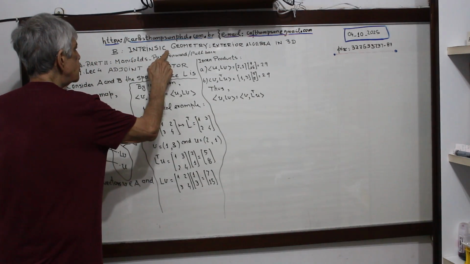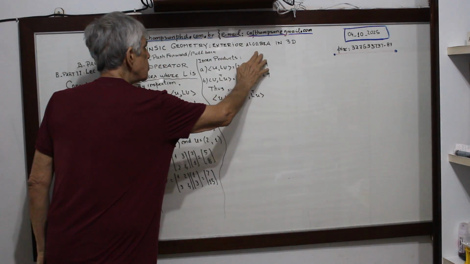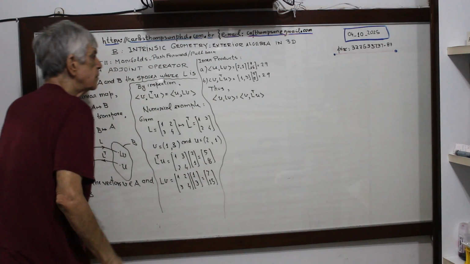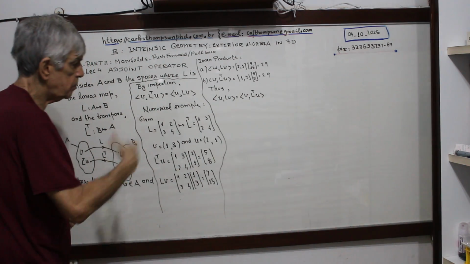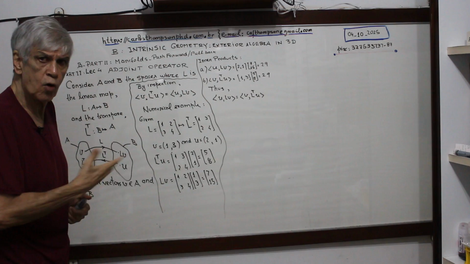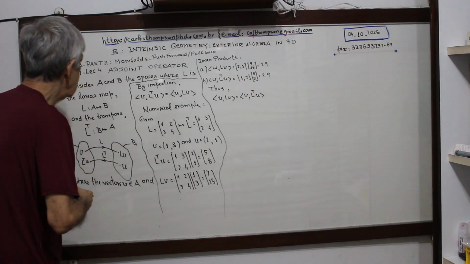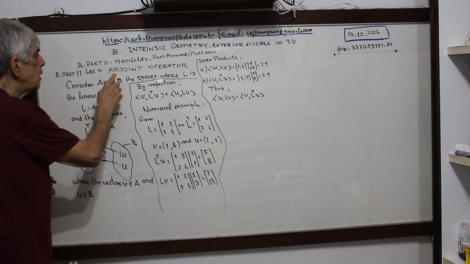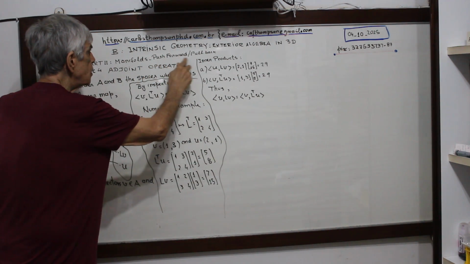Item B, intrinsic geometry, exterior algebra in 3 dimensions. Now it could be 2-dimensional, 4-dimensional, and so on. Now B part 2, manifold, push forward and pull back.